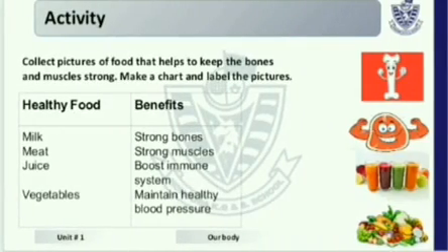Students, let's do an interesting activity. Collect pictures of food that help to keep the bones and muscles strong. Make a chart and label the pictures.